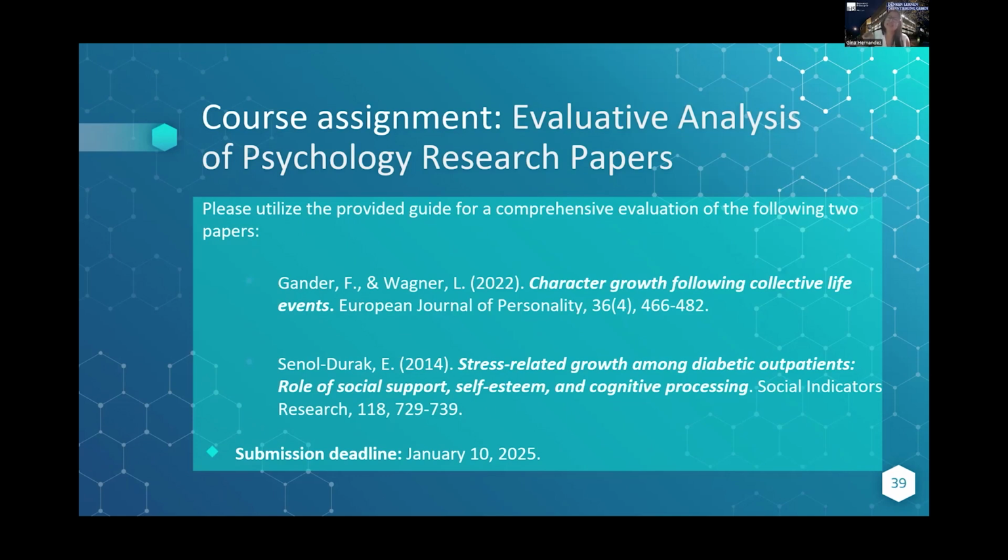One of the papers is the one that we already discussed up to a point, the character growth following collective events. And the other one is called stress-related growth among diabetic outpatients. So this second one is really interesting because they are using structural equation modeling in order to test a psychological model. So I think both are great practice for you to see how much you can trust research.